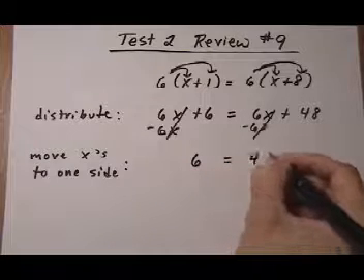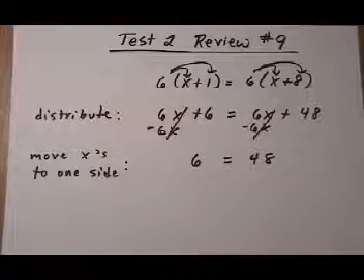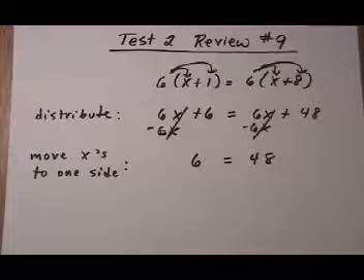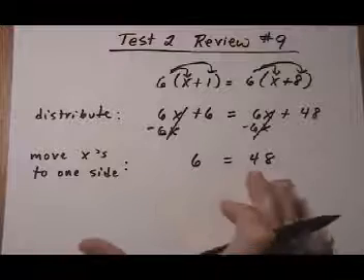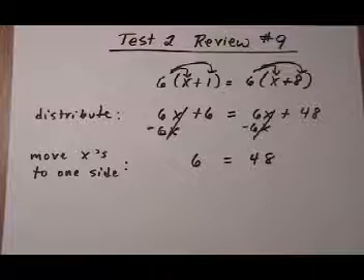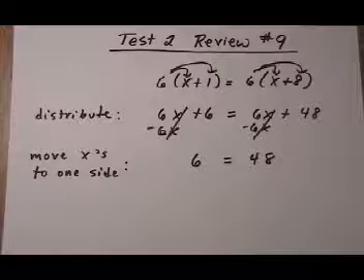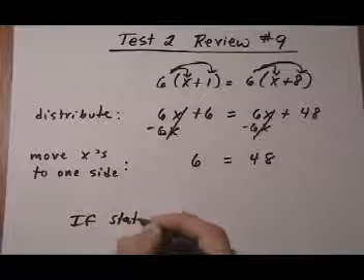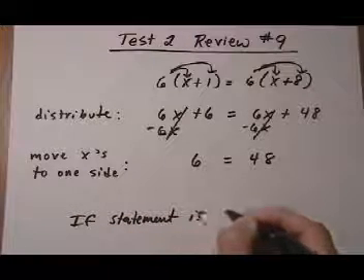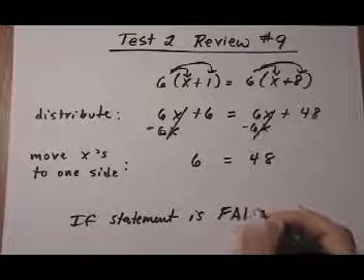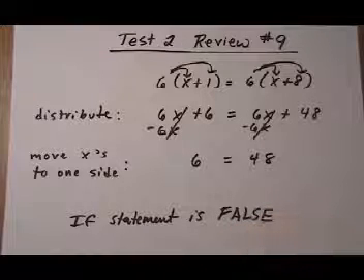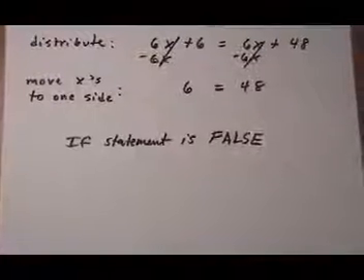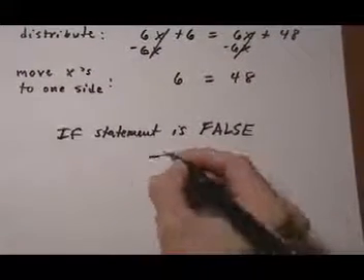And we're left with something a bit strange. Normally we'd be left with an x on the left side or somewhere, and we'd want to move numbers to the other side. But now we're left with a statement that 6 equals 48. Whenever you get just a statement with numbers in it and your x's disappear, you need to decide what the statement is telling you. If the statement is false, then your conclusion will be there is no solution.